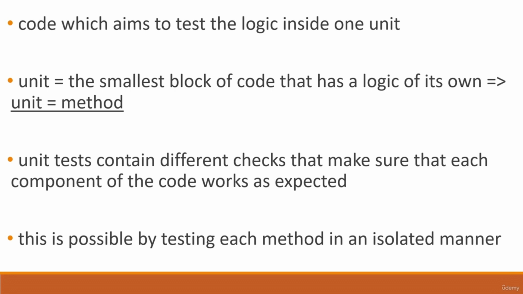Unit tests contain different checks, different assertions that make sure that each component of the code works as expected, and we won't get to see any unexpected behaviors further down the line. This is only possible by testing each and every method in an isolated manner. It's very important that we do it in an isolated manner. I will discuss this further on.